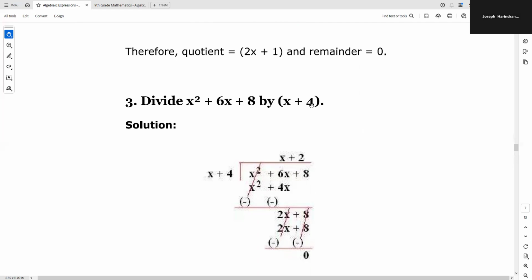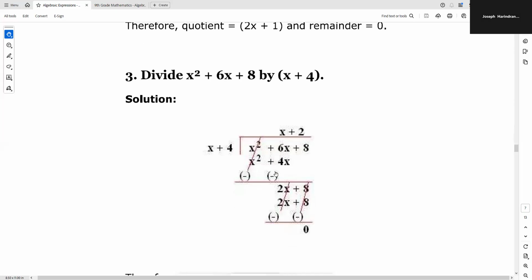See, here we already have it in descending powers of x. X squared comes first, the x term comes next, and x power 0, the constant term, comes last. So there is no need of arranging. The dividend is already in descending powers of x, and the divisor is also in descending powers of x. So we leave it as it is, and we do the long division like this. This is the method of long division.